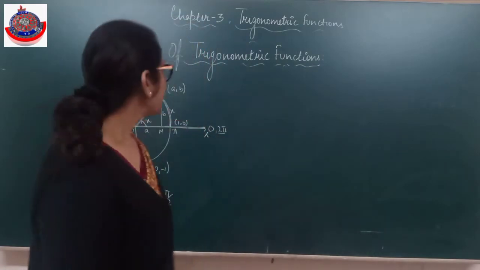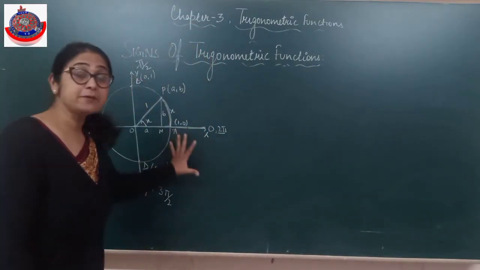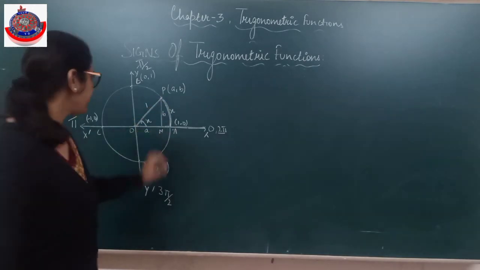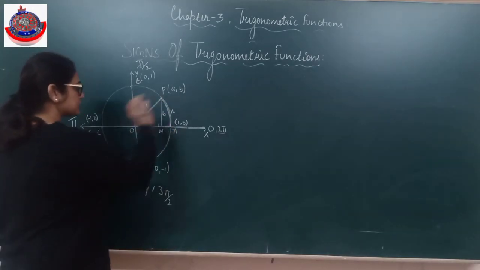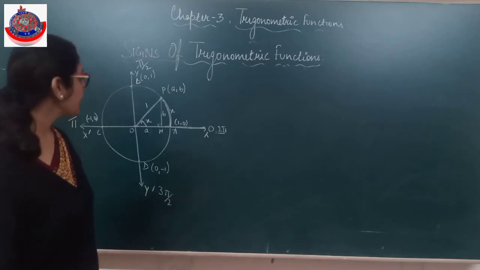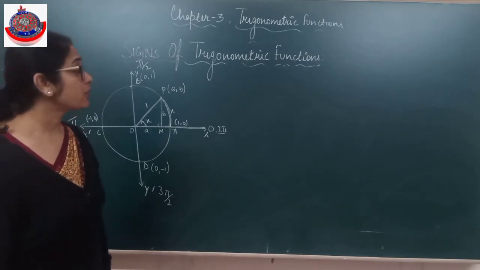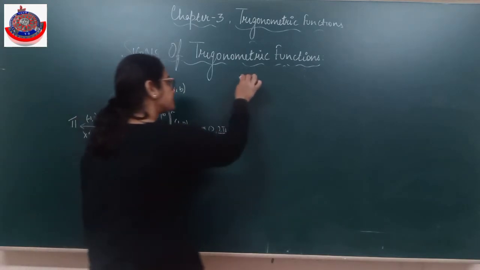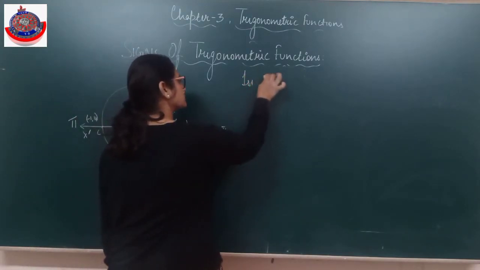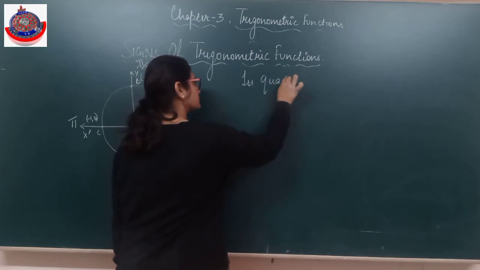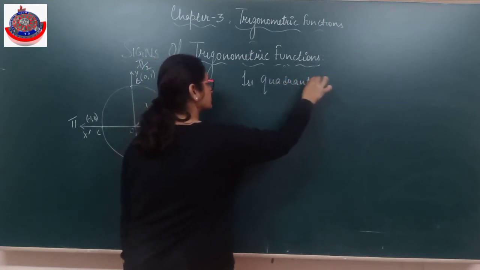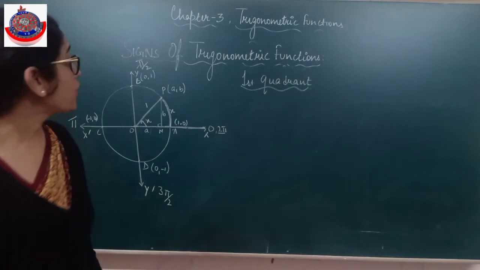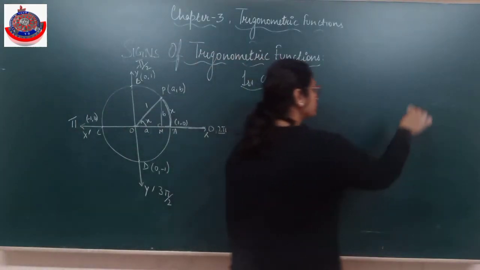Clear? Like if I talk about the same thing, I have taken a circle with radius 1 unit, drawn a perpendicular. So this is A, this is B, and then we have found it. Clear? Now if I talk about the first quadrant, so now I'll draw it here also.